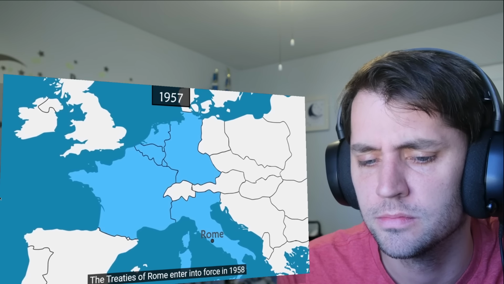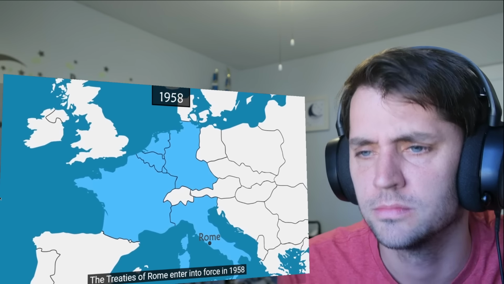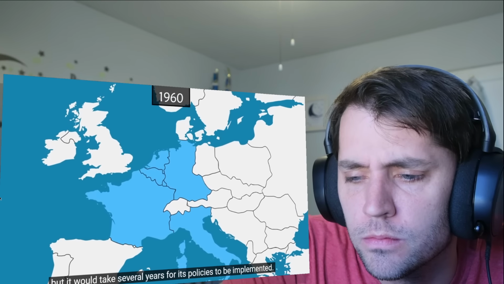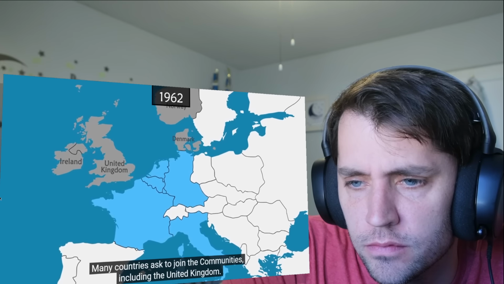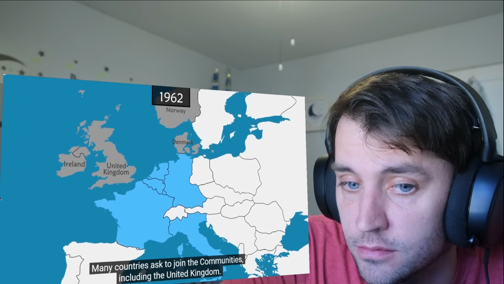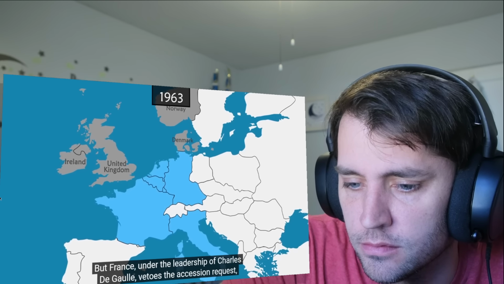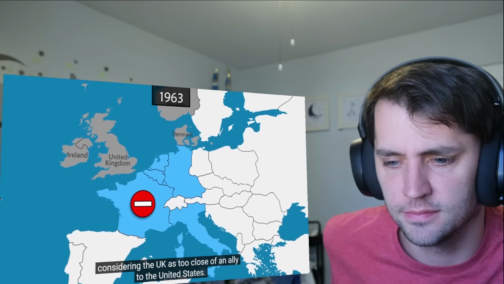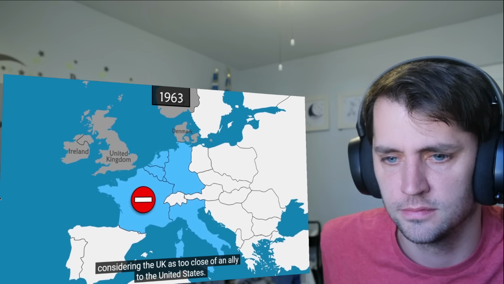The Treaties of Rome enter into force in 1958, but it would take several years for its policies to be implemented. Many countries asked to join the communities, including the United Kingdom. But France, under the leadership of Charles de Gaulle, vetoes the accession request, considering the UK as too close of an ally to the United States.